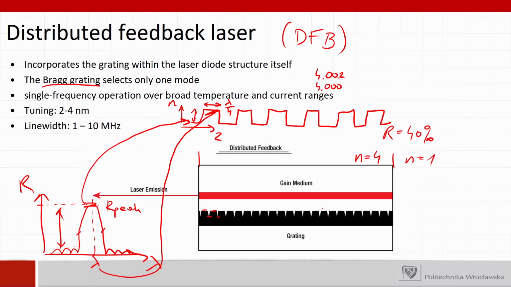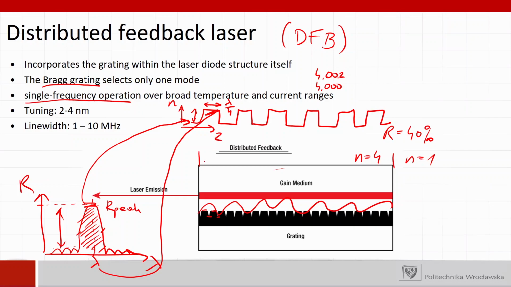So if such a grating is incorporated in this diode structure itself, it means that only wavelengths from this band will exist in this resonator, right? So we will have only one selected wavelength, or one very narrow range of wavelengths, existing in this kind of structure. So this laser will be intrinsically single frequency, so single longitudinal mode, over a very broad range of temperatures and currents.